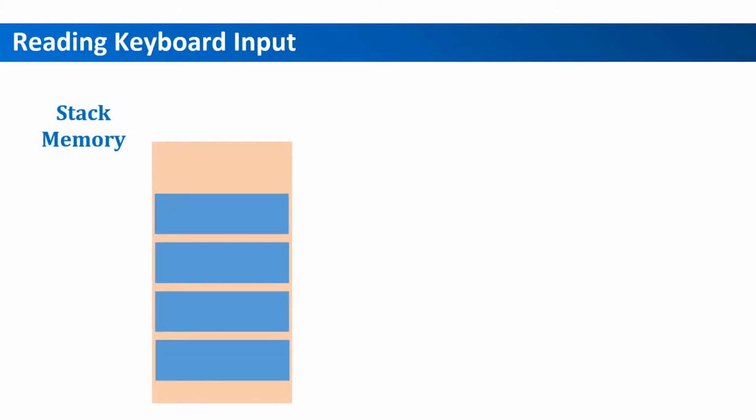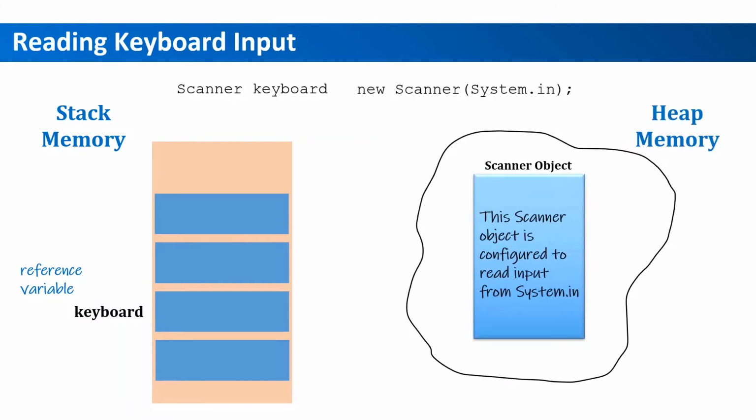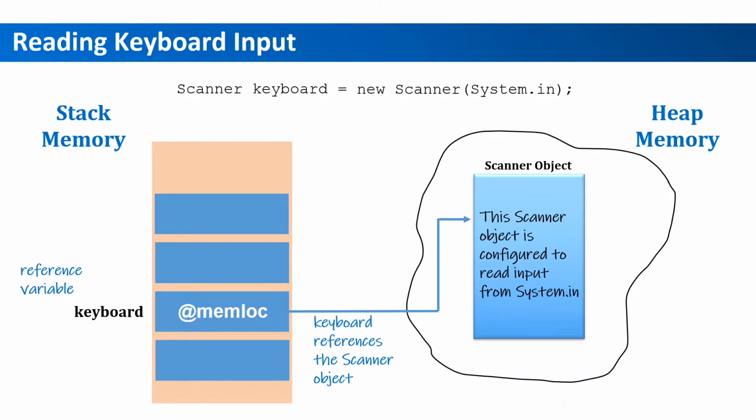Once again, back to our stack memory. When you declare a Scanner reference variable by using Scanner keyboard, it's going to create a Scanner reference variable in the stack memory and name it keyboard. Remember, we said this is a reference variable because it's going to be used to point or reference an object in the heap memory. Now the new Scanner(System.in) part will create a Scanner object in the heap memory and configure it to work with System.in. Once you do the assignment using the equal sign, the reference variable keyboard will hold the memory location reference for the Scanner object in the heap memory. Now, the keyboard reference variable is referencing the Scanner object.